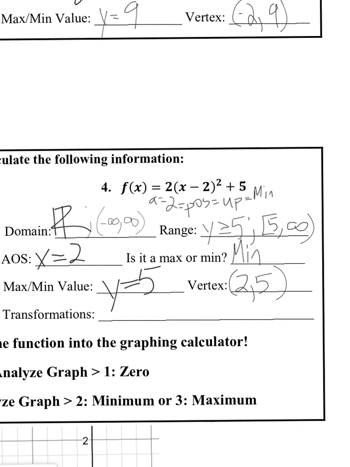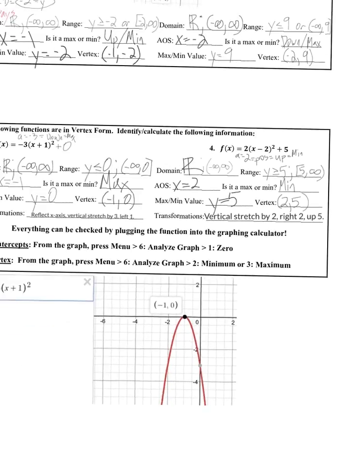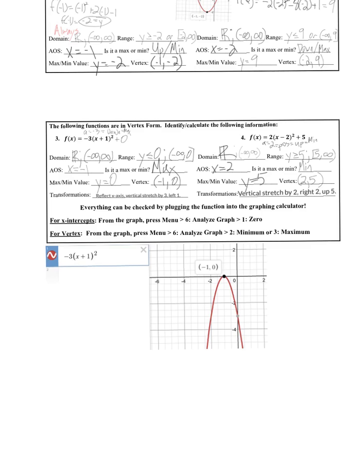So what are my transformations? This 2 is multiplying on the outside. It's bigger than 1. That's a vertical stretch. It's going to go right 2, because this is -2 on the inside. Minus goes right. And then plus 5 is up 5. So yeah, once again, the 2 will make it vertically stretch. The -2 will make it go right 2. The plus 5 makes it go up 5. And then if you're not sure, check everything in the calculator.